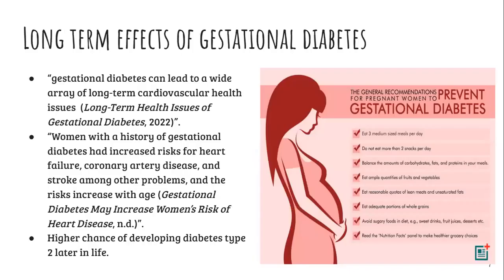Long-term effects of gestational diabetes. Gestational diabetes can lead to a wide array of long-term cardiovascular health issues. Women with a history of gestational diabetes had increased risk for heart failure, coronary artery disease, and stroke, among other problems, and the risk increased with age. Also, there's a higher chance of developing type 2 diabetes later in life if you had gestational diabetes while you were pregnant.